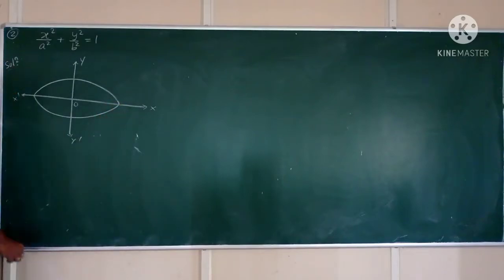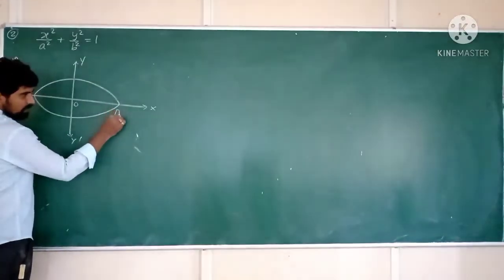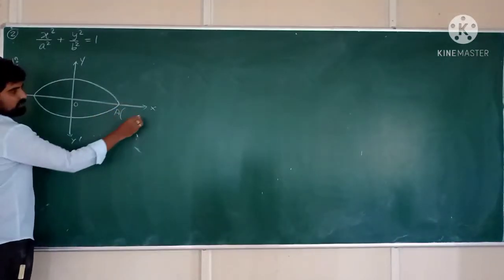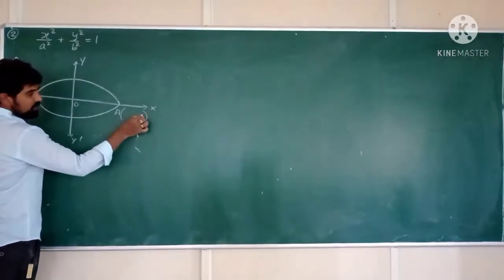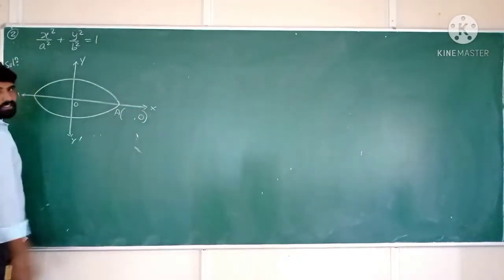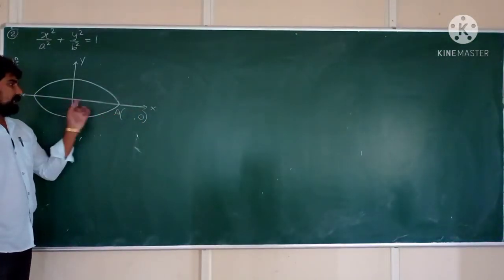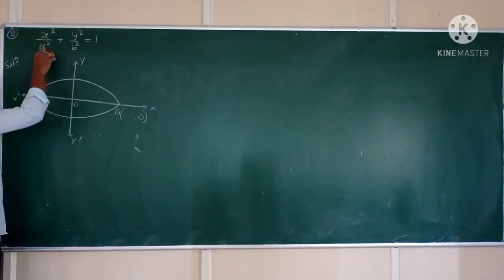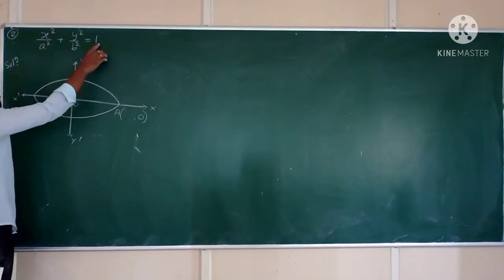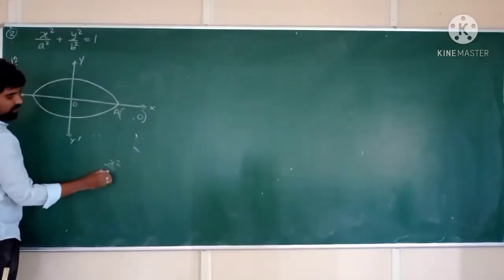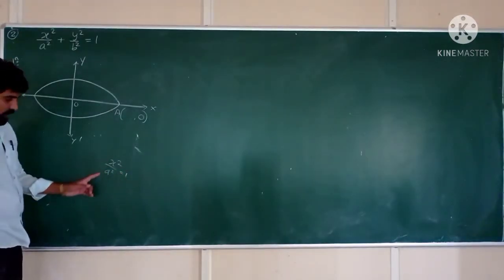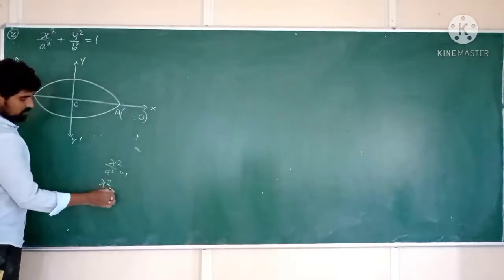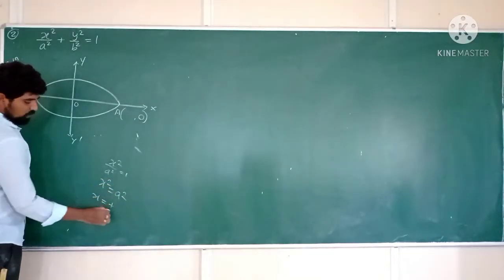So this is another ellipse, and let point A lie on the x-axis. Therefore, the y-coordinate of point A should be equal to 0. If I substitute y equals 0 in the given equation of the ellipse, 0 squared divided by b squared is 0, so x squared by a squared is equal to 1. So x squared is equal to a squared, which means x is equal to plus or minus a.